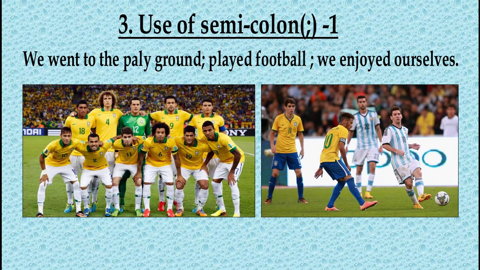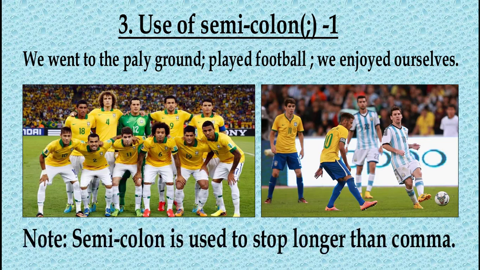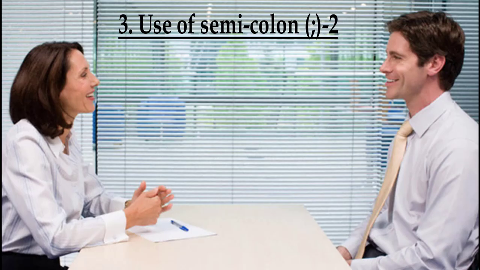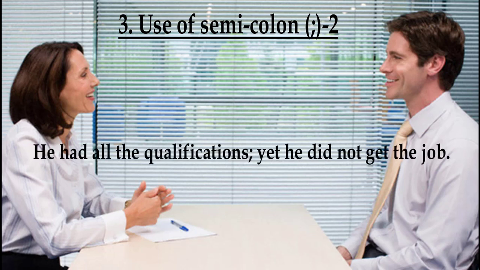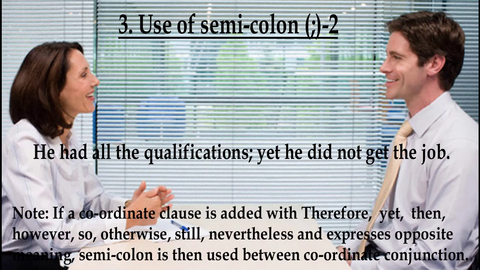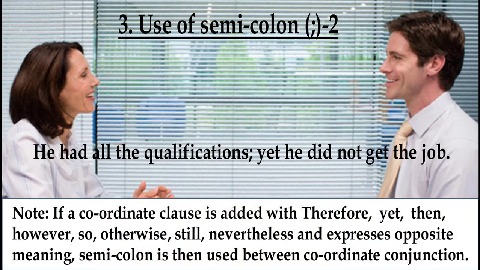We went to the playground, played football; we enjoyed ourselves. Note: a semicolon is used to stop longer than a comma. He had all the qualifications; yet he did not get the job. Note: if a coordinate clause is added with therefore, yet, then, however, so, otherwise, still, nevertheless, and expresses an opposite meaning, a semicolon is then used between the coordinate conjunction.